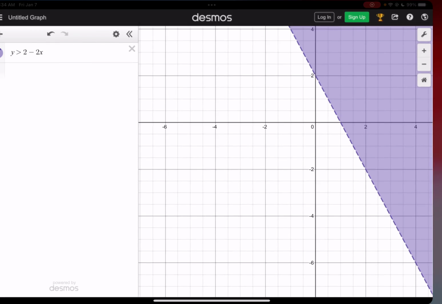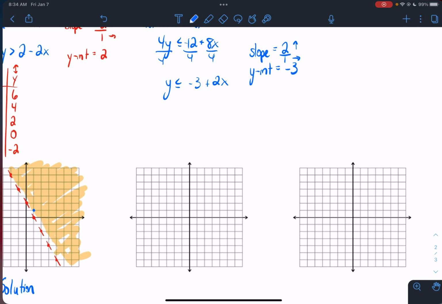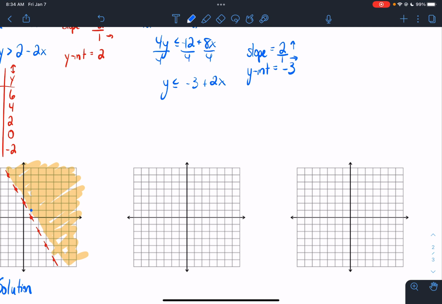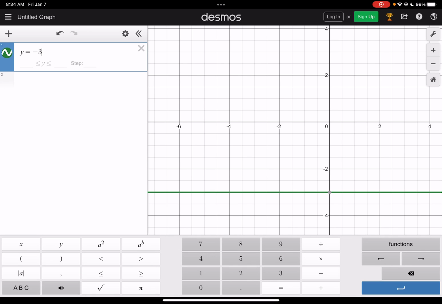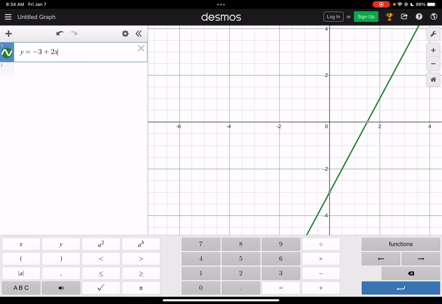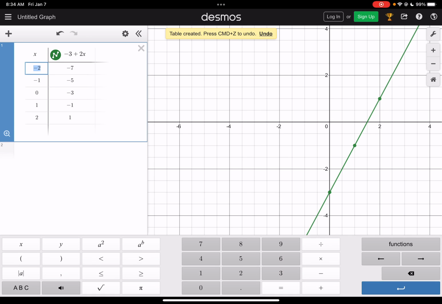And so again, I can go ahead and graph this. So y is equal to negative 3 plus 2x. And again, the reason why I graph it with an equal sign first is because I can't get a table if I do it with the inequality sign. So there's my table.